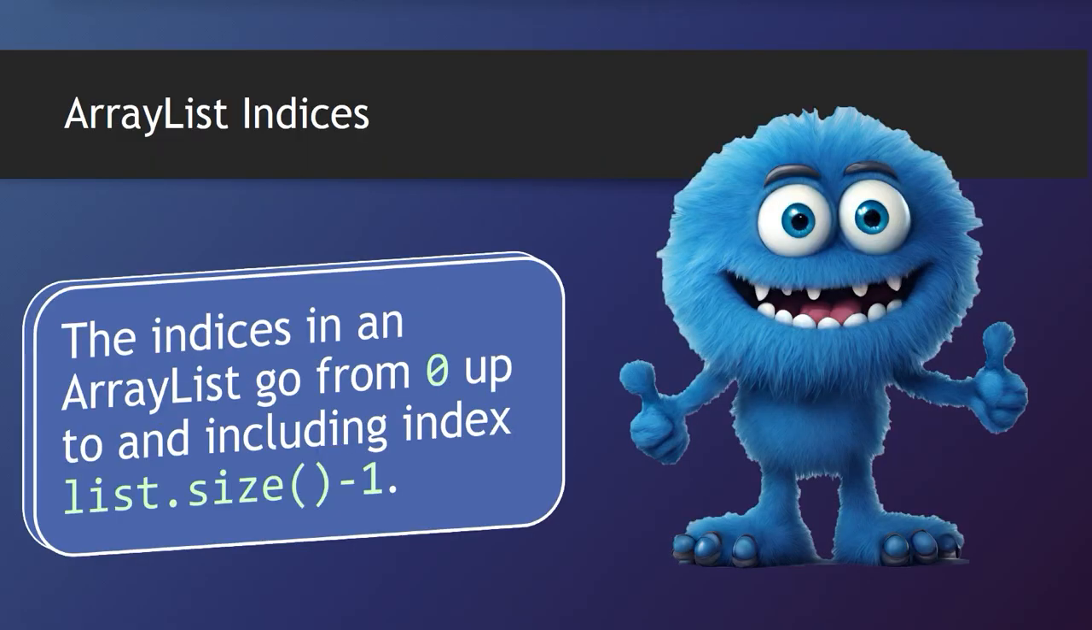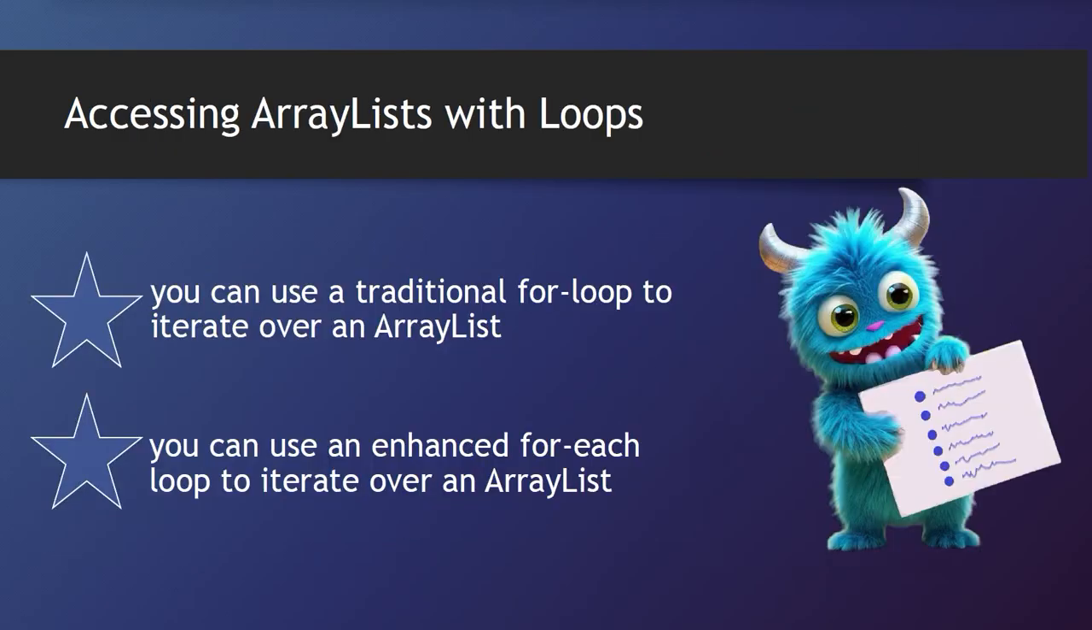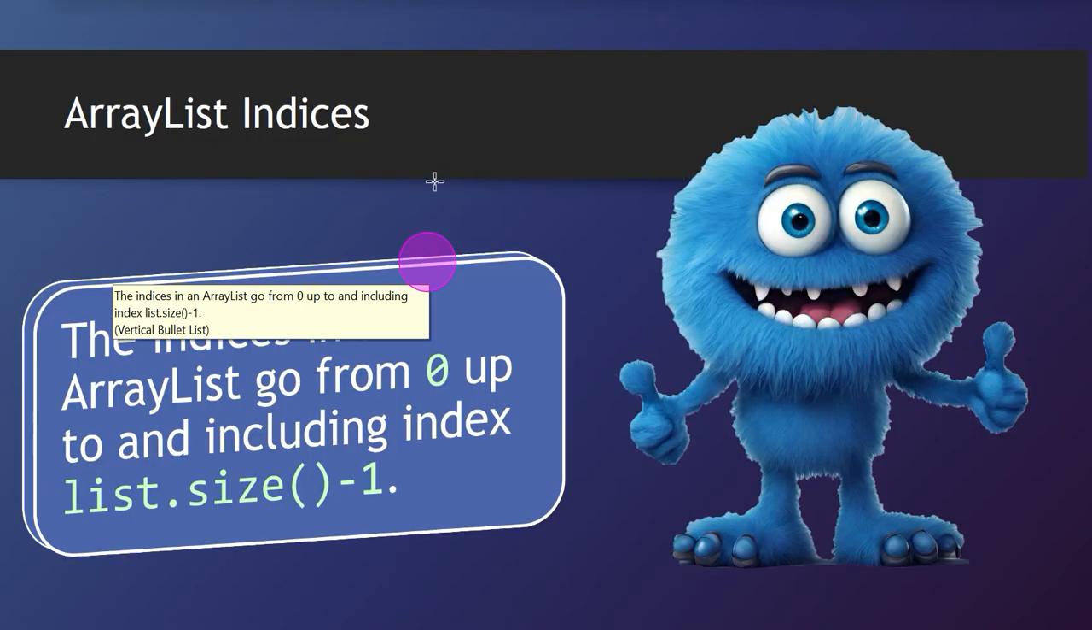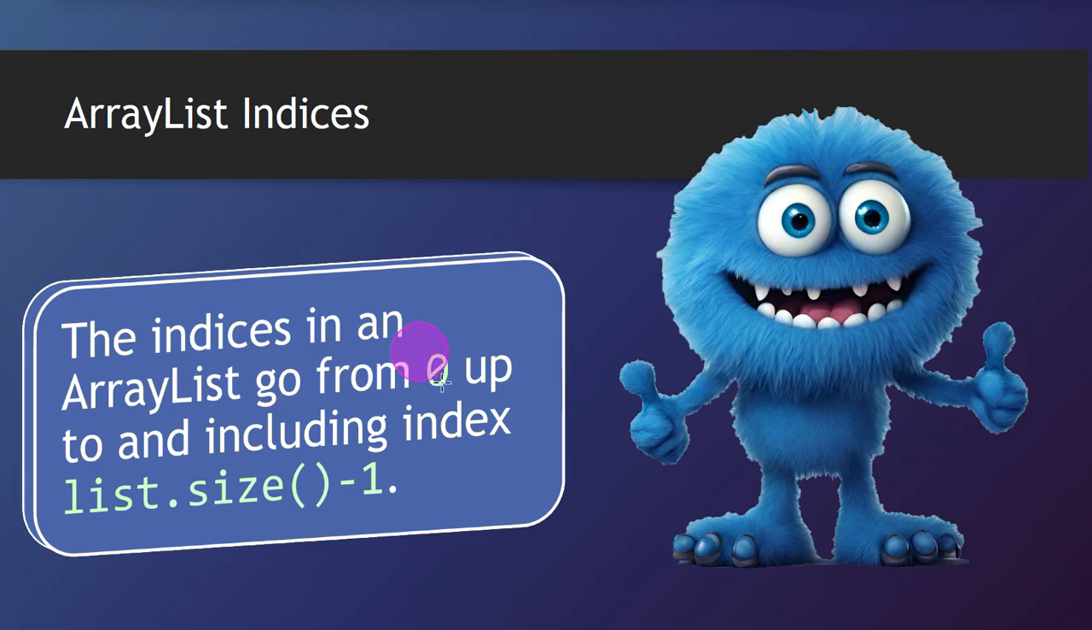You can loop through an array with a traditional for loop or with the enhanced for each loop. Remember for traditional for loops, and for any other time you use an index in invoking any ArrayList methods, that the valid indices go from 0 up to list.size() - 1. That'll be the largest valid index.